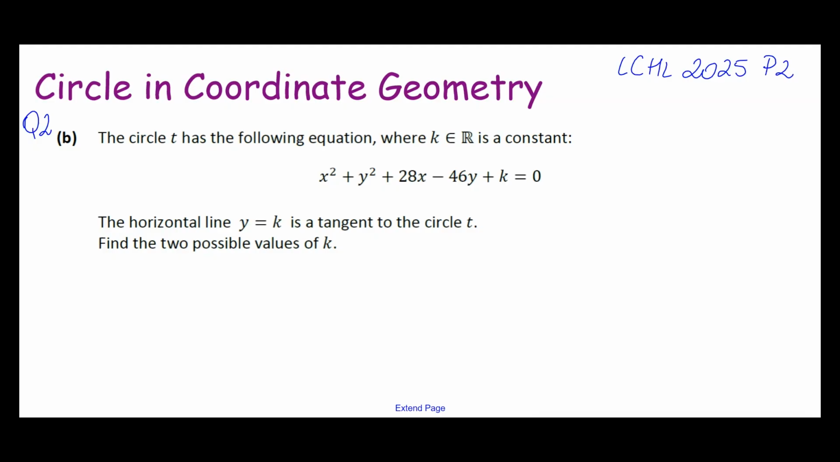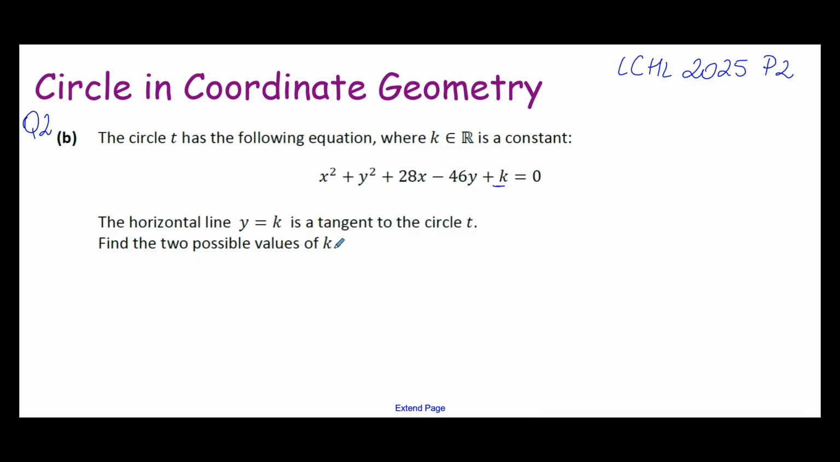Circle in coordinate geometry. So this question, part B. Usually in a question with circles in coordinate geometry, the second part, the latter part of the question, is a little bit more complex. Let's have a read. The circle T has the following equation, where k belongs to R. We can see that k is a constant, because that's normally a number, and belongs to R, meaning any number. And then we are told that a horizontal line y equals k is a tangent to the circle T. Find two possible values of k.